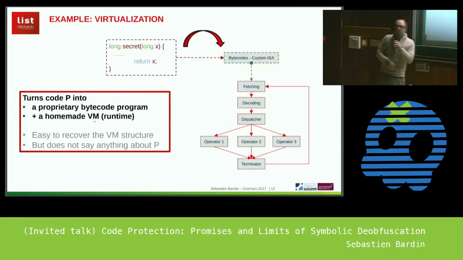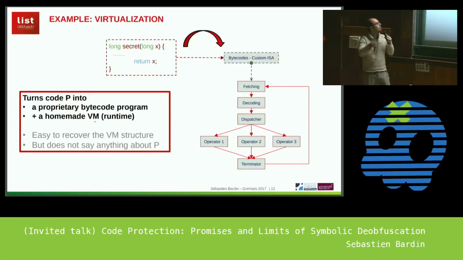Third example, virtualization. It's a bit different. In that case, you don't ship your program P. You design some bytecode, your proprietary bytecode, your own bytecode. And you have some virtual machine for this bytecode, a homemade virtual machine. Now you don't ship your original program, but you compile it into your bytecode. What you ship is your virtual machine plus, as data, this bytecode representing the program. Then at runtime, the virtual machine executes your bytecode and simulates this program.